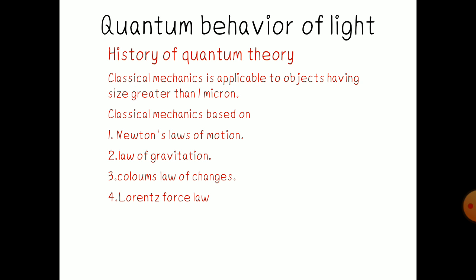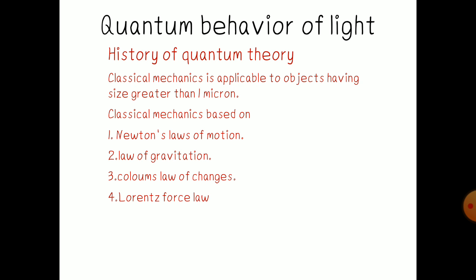The first law states that if any system is in a state of rest or in continuous motion, it will remain in the state of rest or continuous motion unless it is influenced by an external force. That law is known as Newton's first law of motion. This law gives us the definition of inertia.